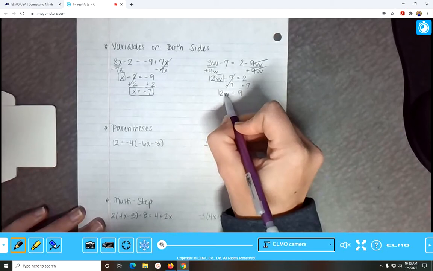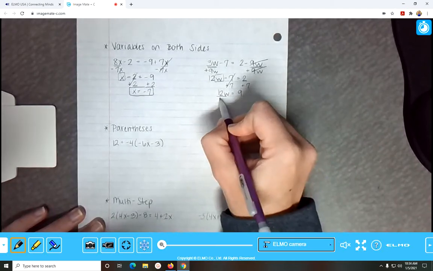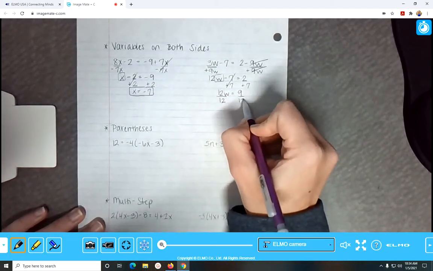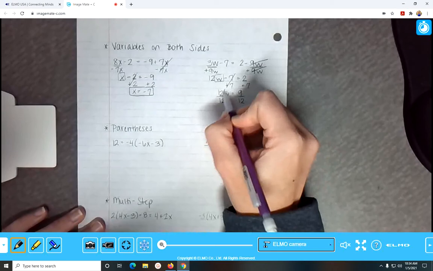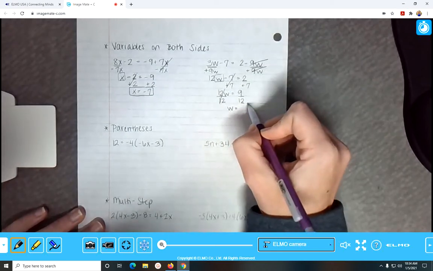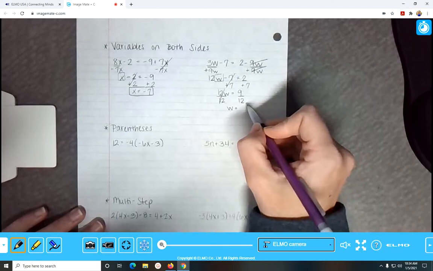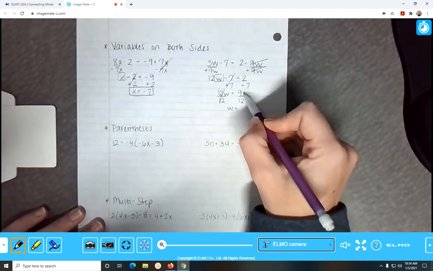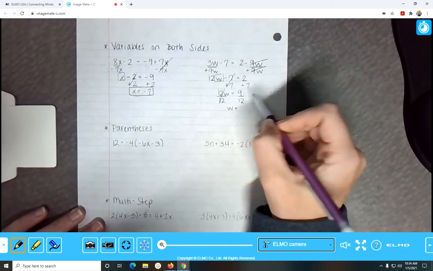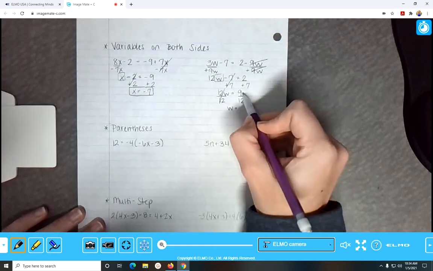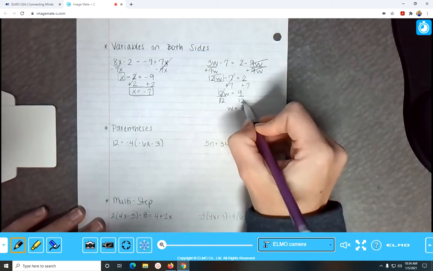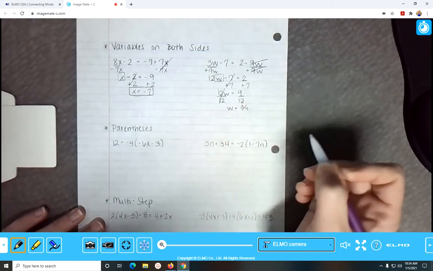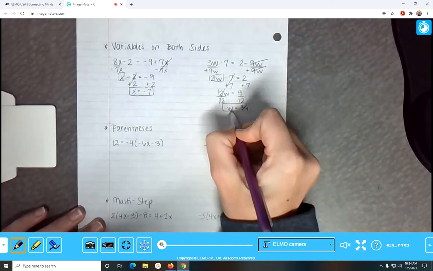Alright, I have multiplication here, so I'm going to get rid of that 12 by dividing on both sides. Alright, 9 divided by 12 is not a whole number, so let's reduce that. The largest number that'll go into 9 and 12 both is 3. So 9 divided by 3 is 3, and 12 divided by 3 is 4. So our answer is 3/4.